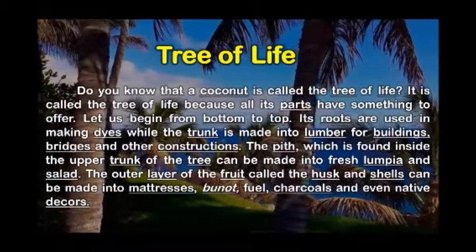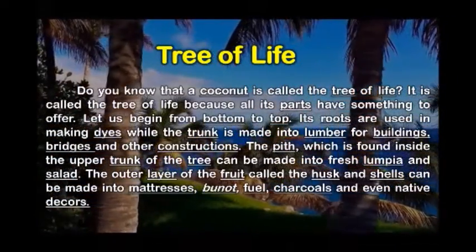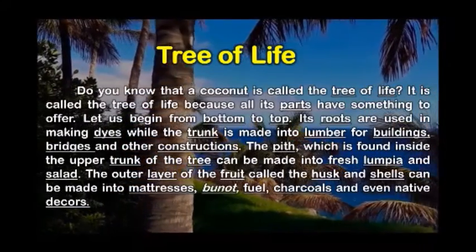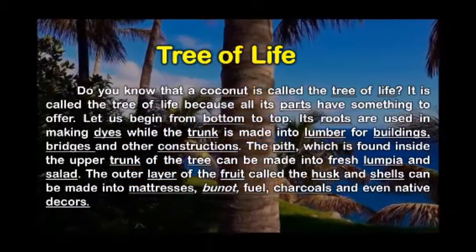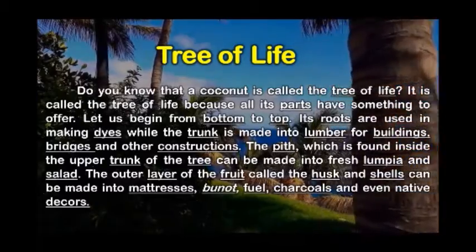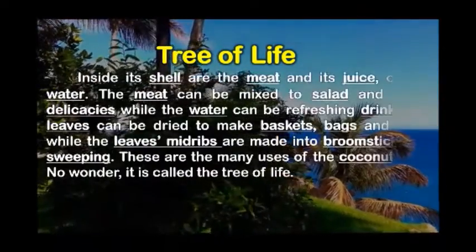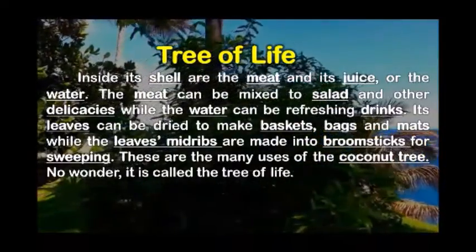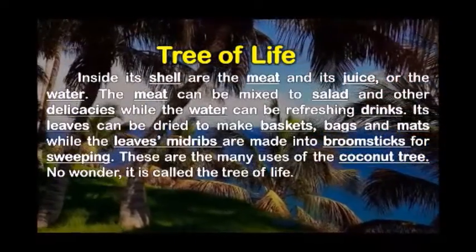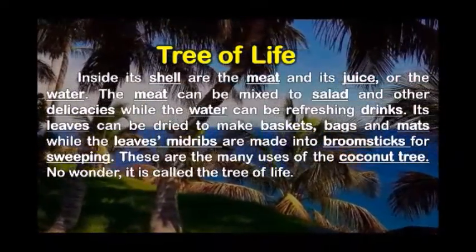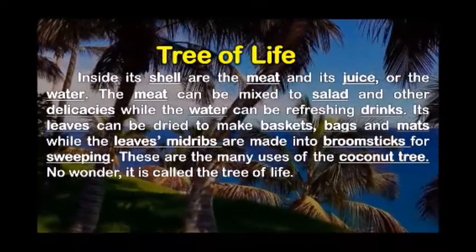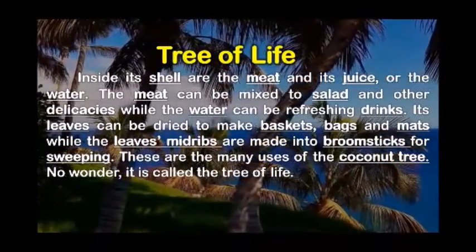The outer layer of the fruit, called the husk and the shells, can be made into mattresses, bunot, fuel, charcoals, and even native decors. Inside its shell are the meat and its juice, or the water. The meat can be mixed to salad and other delicacies, while the water can be refreshing drinks.